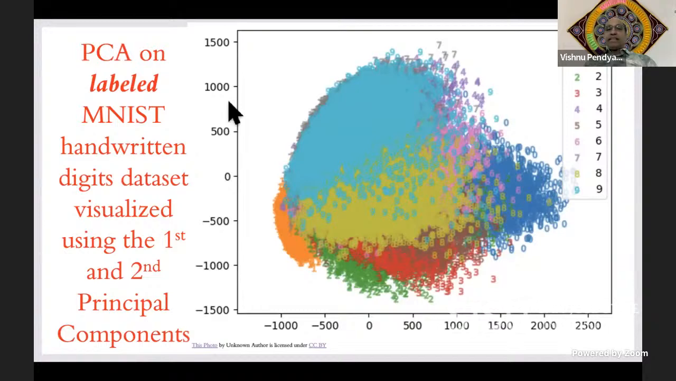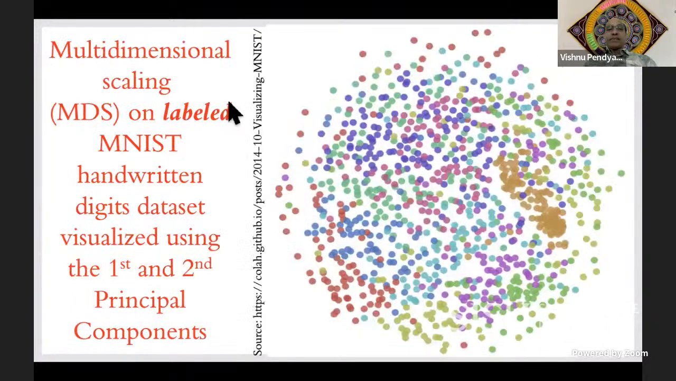But a better algorithm is what is called multi-dimensional scaling. This is how MDS performs on the labeled MNIST handwriting dataset using just the first two principal components. MDS works like a map maker for data. It tries to map the data using distances, right? It uses distances to navigate the hidden relationships and patterns in data.